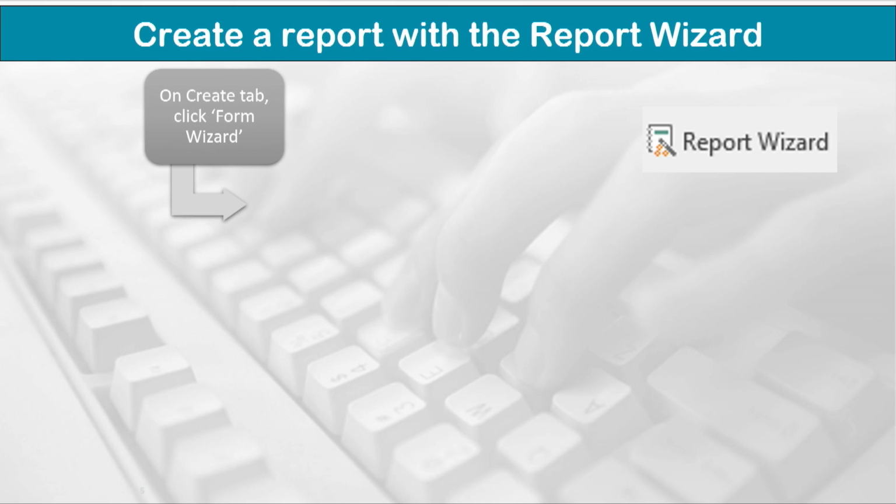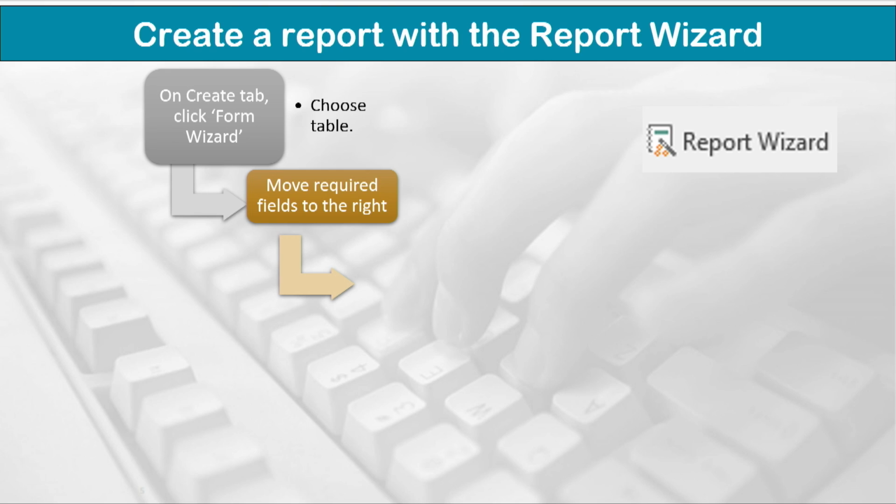To create a report with the Report wizard, firstly, we click on the Create tab and in the Reports group, we select the Report wizard button. When it appears, we choose the table or query that we will be using. Then, we have the choice between moving all the fields from the table or to select just a few of them. We click the Next button to move to the next page in the Report wizard.